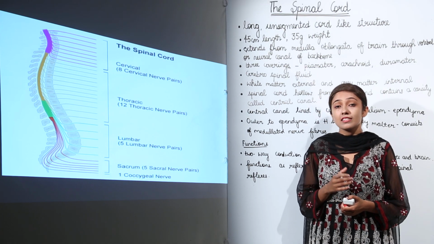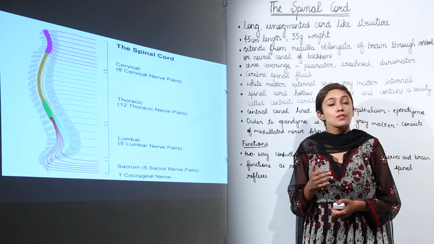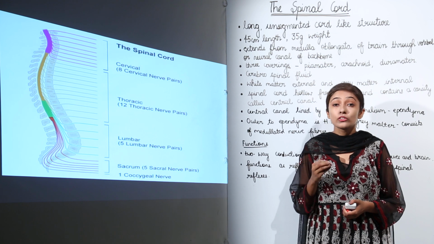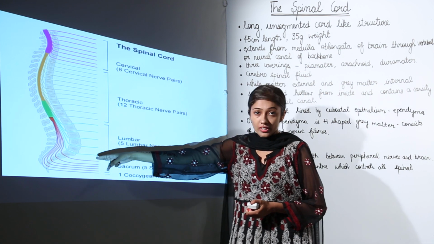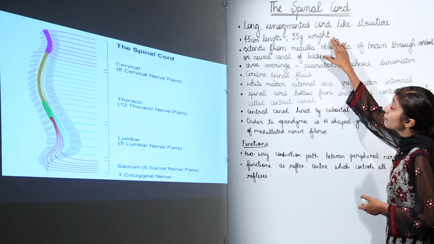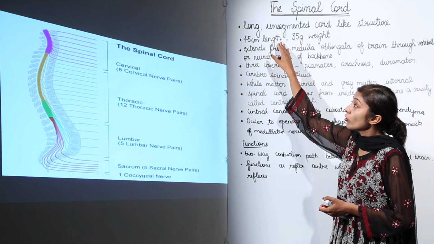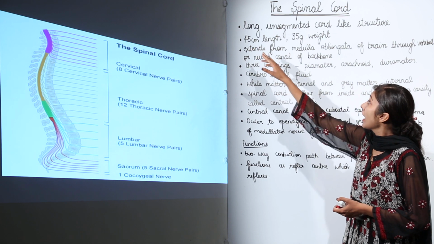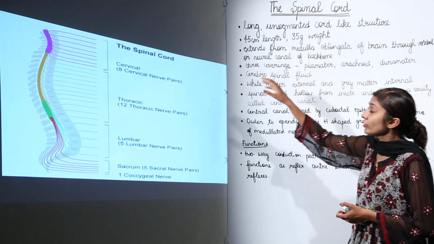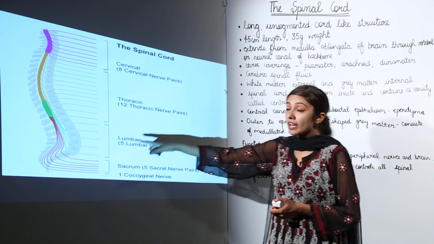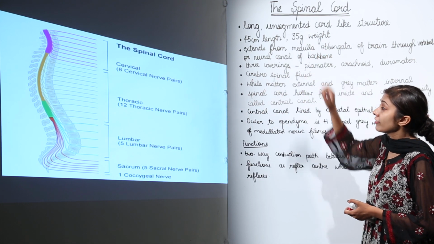Now let's discuss the spinal cord. Spinal cord is a cord-like structure. Just look into the image, it's a cord-like structure which has a length of about 45 centimeters and it weighs around 35 grams.